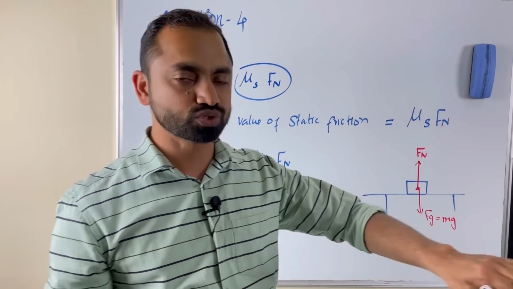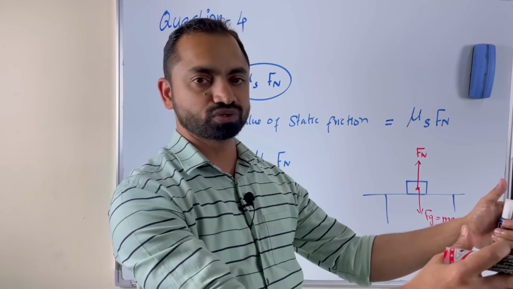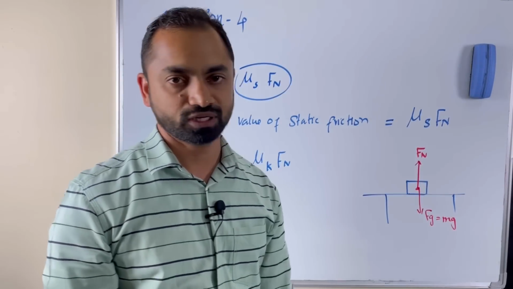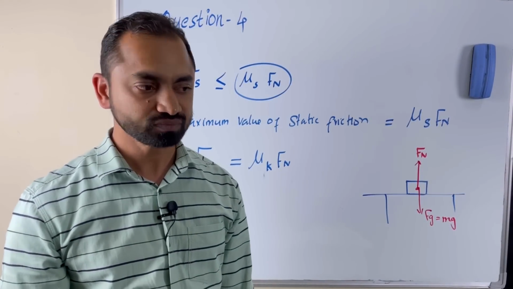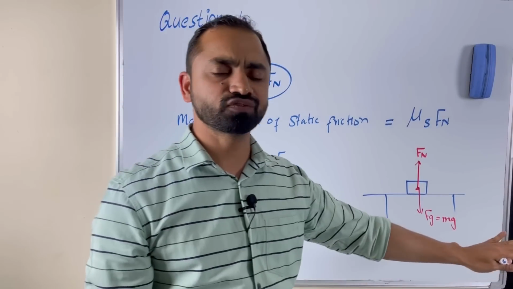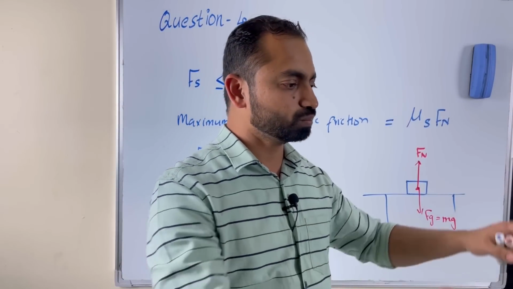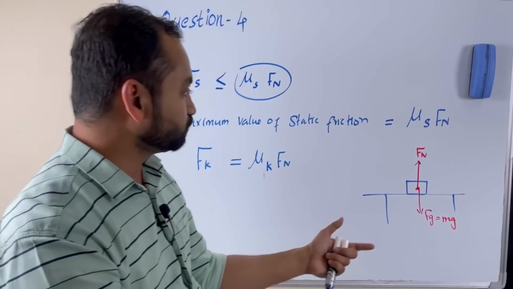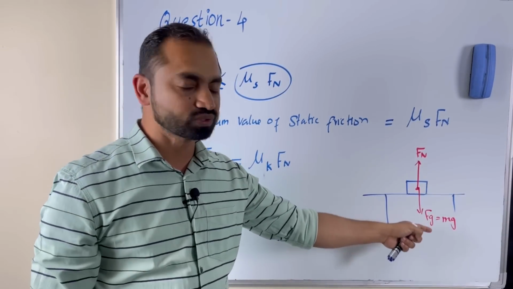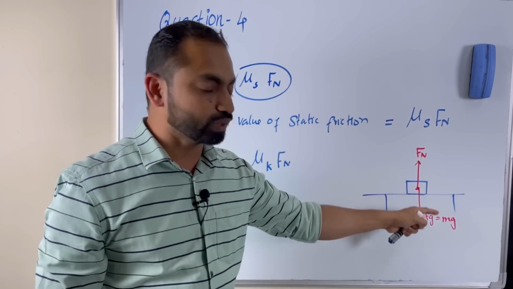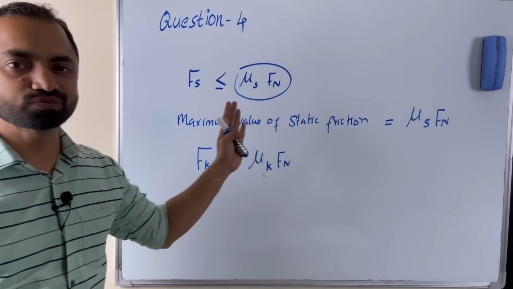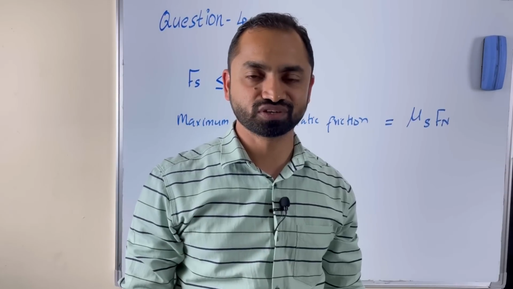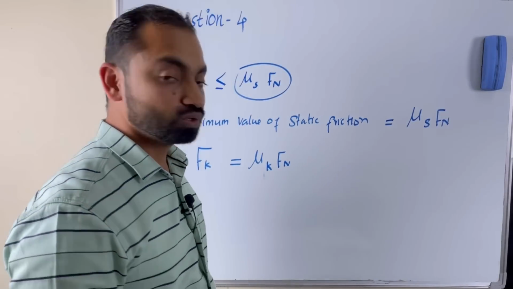For example, a horizontal table, an object is on the horizontal table. So what is the normal force? Normal force will always be equal to mg. On a flat surface, a flat ground, and a block is on the ground. So what is the normal force acting? The normal force will always be equal to the weight of the object. So from both equations you can see that kinetic friction and static friction are directly proportional to normal force.